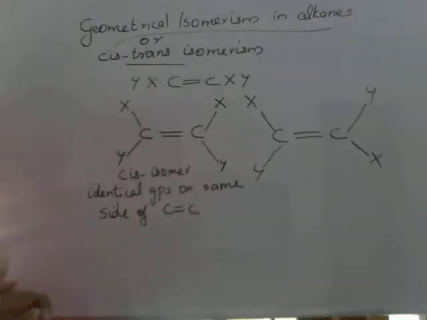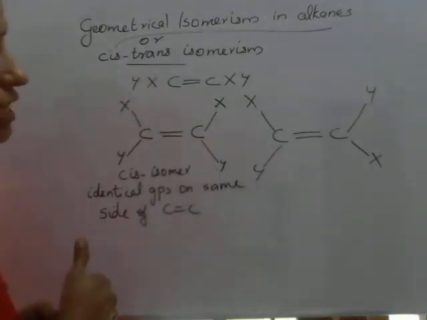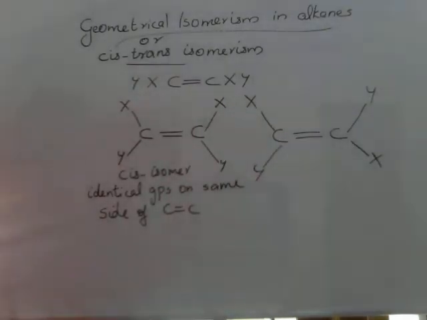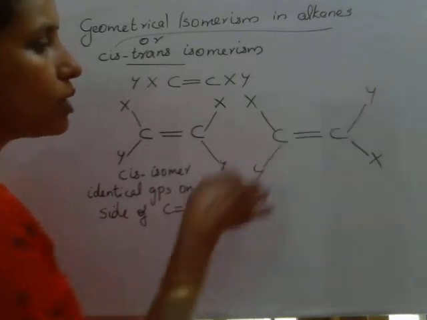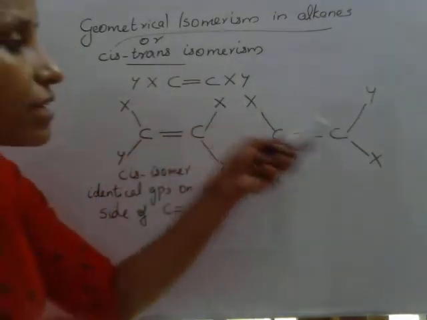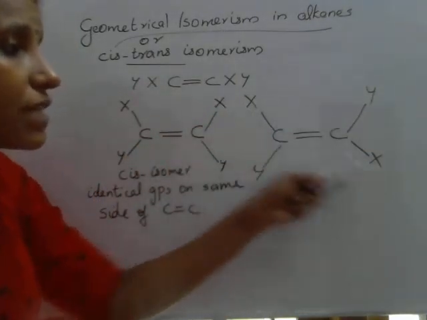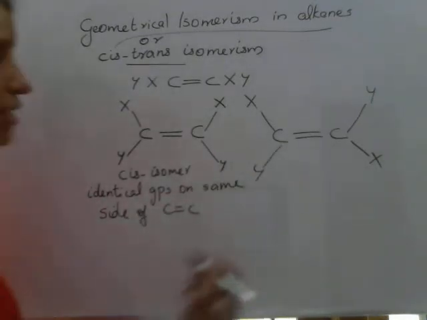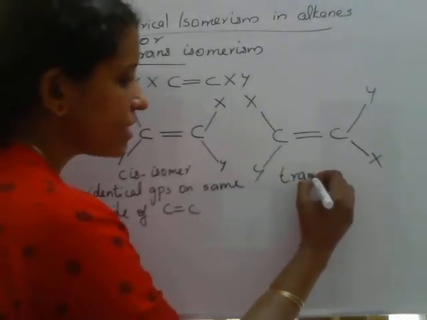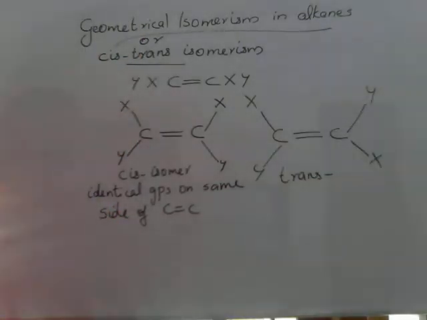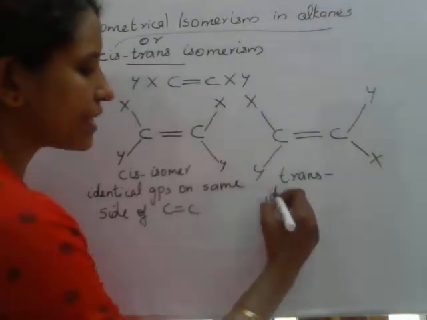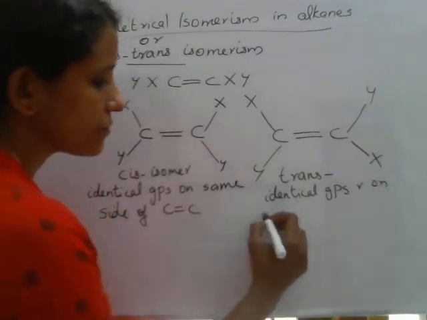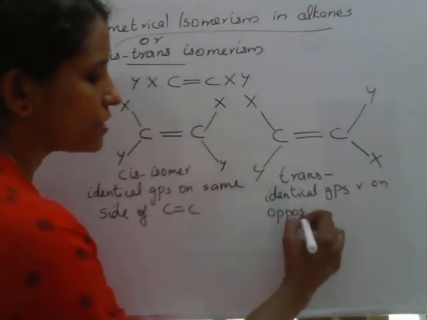See the difference in the arrangement. Here you can see X atoms are on opposite sides, above and below the double bond. Y atoms are also above and below. Means identical groups are on the opposite side of the carbon-carbon double bond. So this is a different arrangement. This isomer is called the trans isomer. What is the meaning of trans isomer? Here the identical groups are on the opposite side of the double bond.